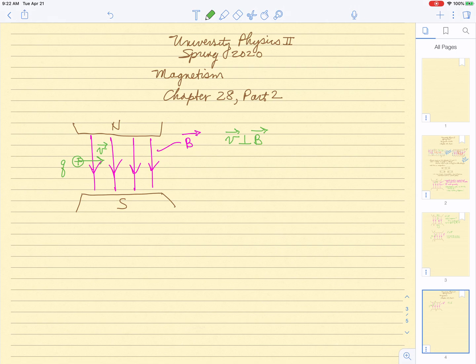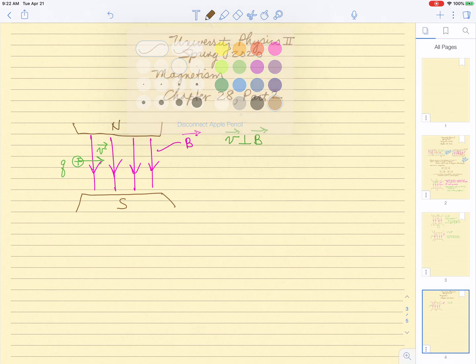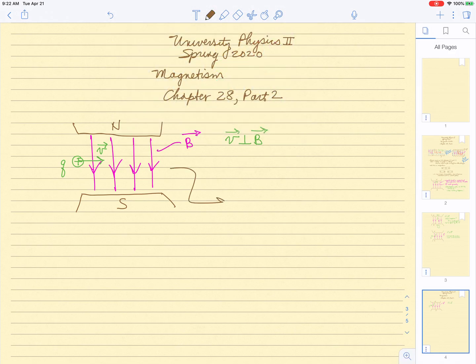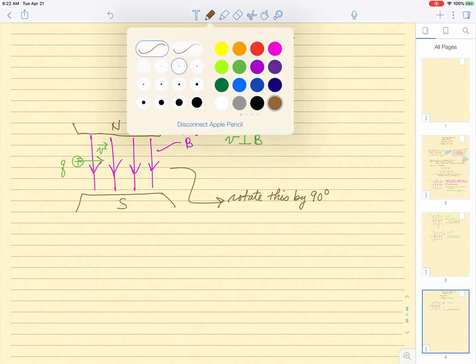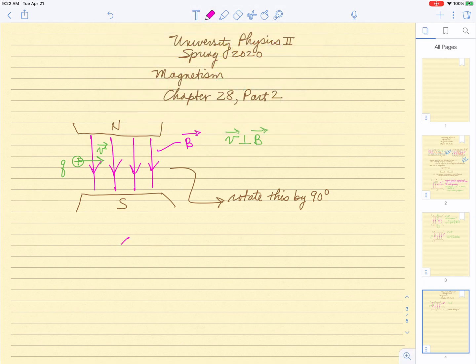Okay. Now we're going to reorient this. So let's rotate this by 90 degrees. Okay, and so what we're going to have then is our magnetic field pointing into the plane of the paper.